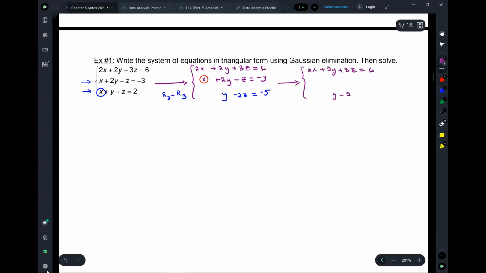Y minus 2z equals negative 5. Okay, so what can I do? This one only looks in its own column. You don't have much choice. You have to combine it with this one. How can we combine this x and this 2x so that we get 0? You might have to multiply by something. Times negative 2 and add, right?